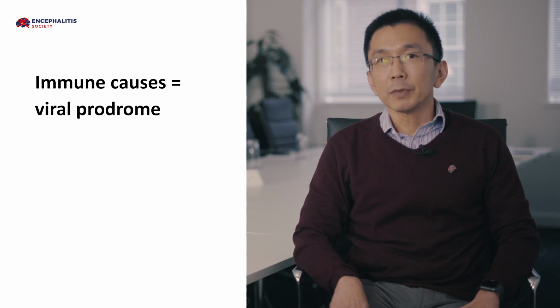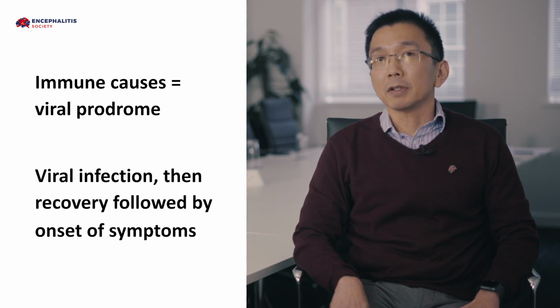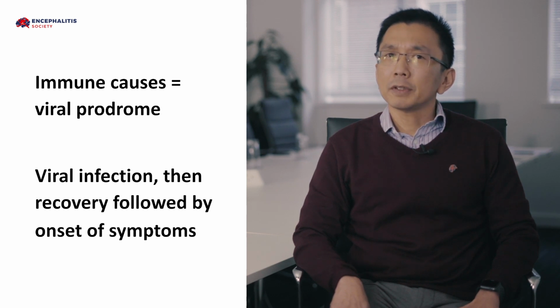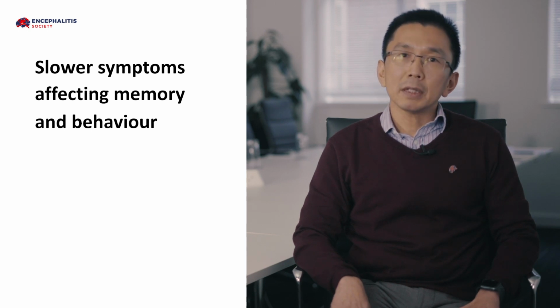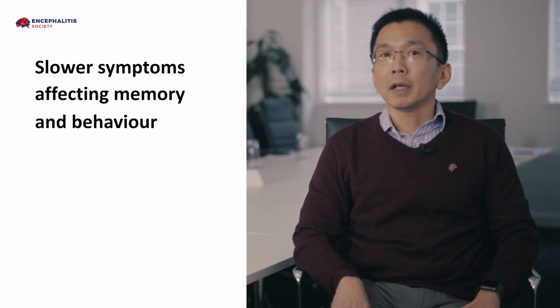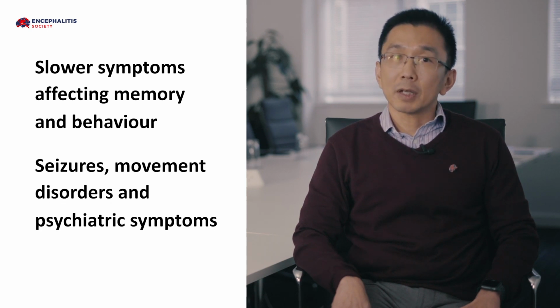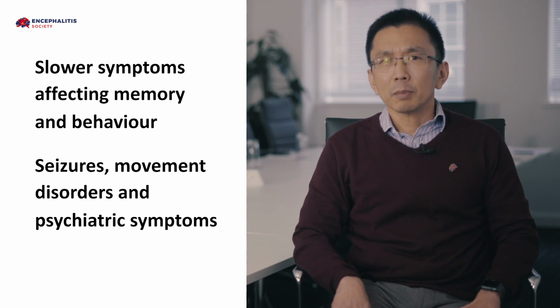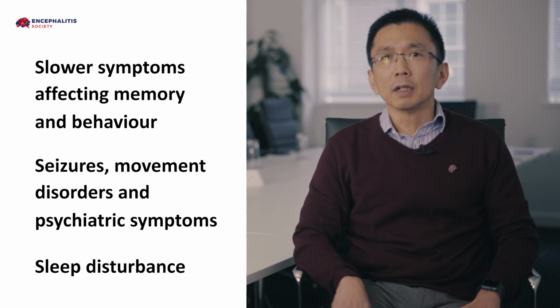In an immune condition, you often get a viral prodrome. So this is when you have a virus and then get better before the onset of symptoms again. Often the symptoms are slightly slower and more insidious, and this can affect your memory, this can affect your behavior, often noticed by parents rather than the child themselves. And then going on to have all the symptoms due to the inflammation affecting parts of the brain. And this could be seizures, movement disorders, sometimes even psychiatric symptoms. And quite peculiarly, a lot of children also have sleep disturbance as symptoms of immune encephalitis.